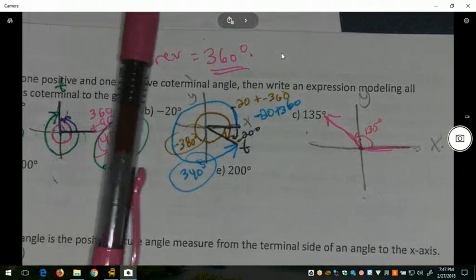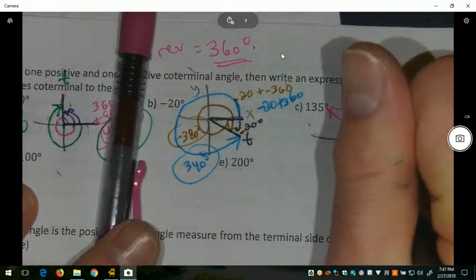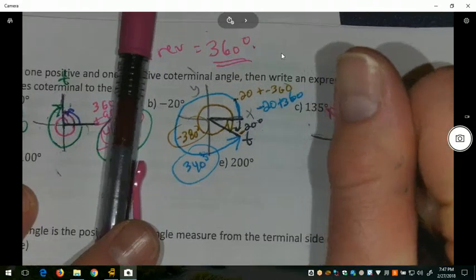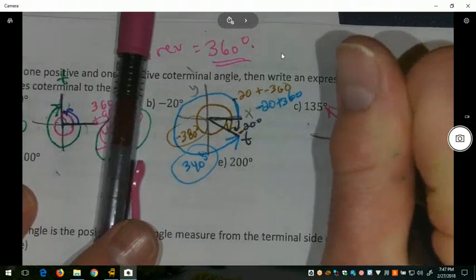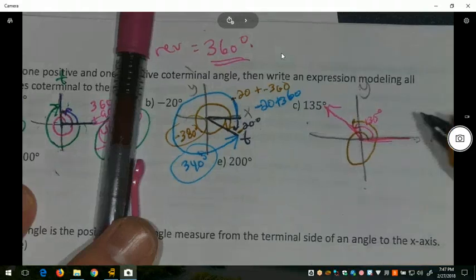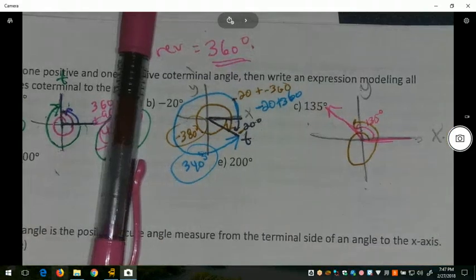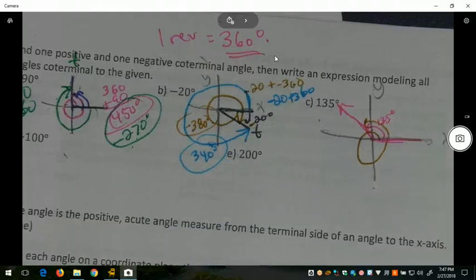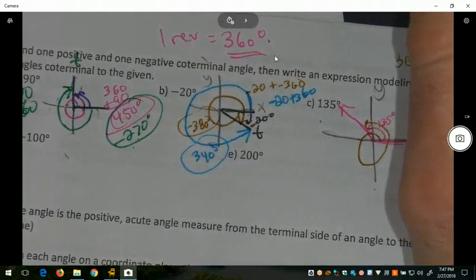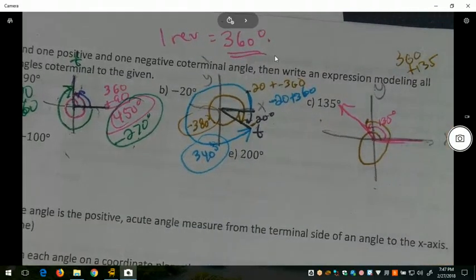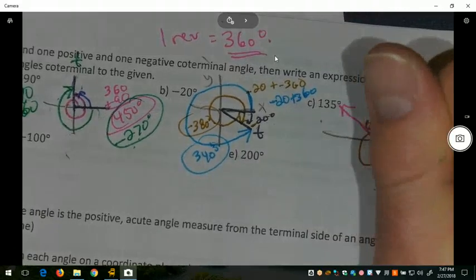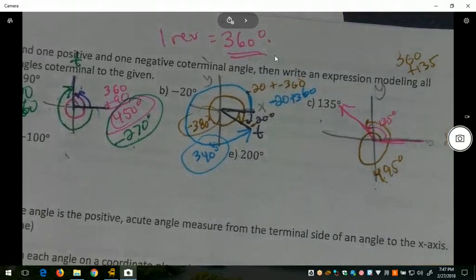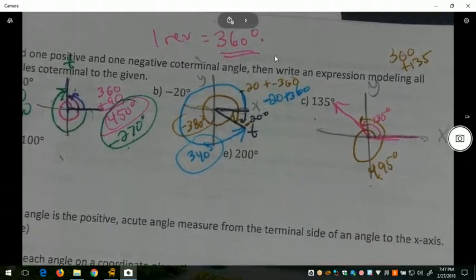But I didn't say you had to stop there. You could have spun in that positive direction another full 360 degrees first and then come up and around and ended at the same place. So that would give you 360 plus 135, or 495 degrees in a positive direction, sharing the same terminal ray.